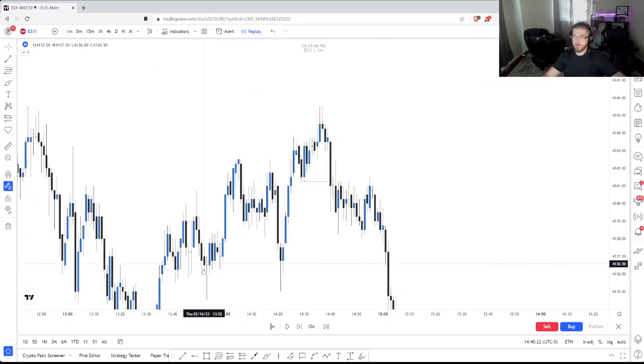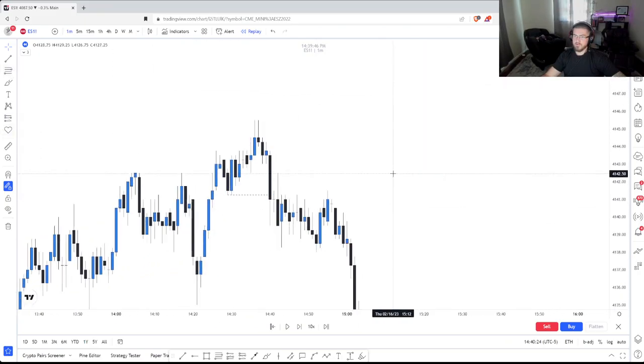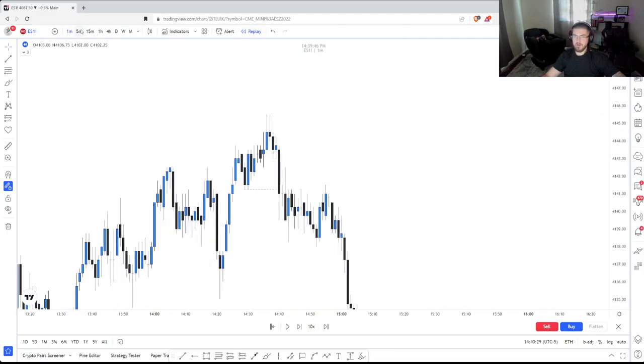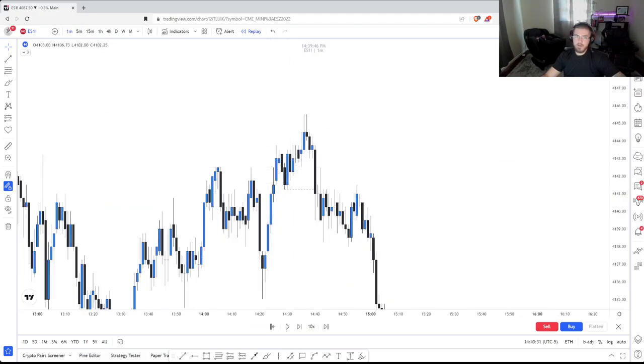So you could have used a breaker in this example. What I would have used is this whole range. Now, on the 1 minute, you wouldn't have tapped the breaker that I would look for, which would have been right here.